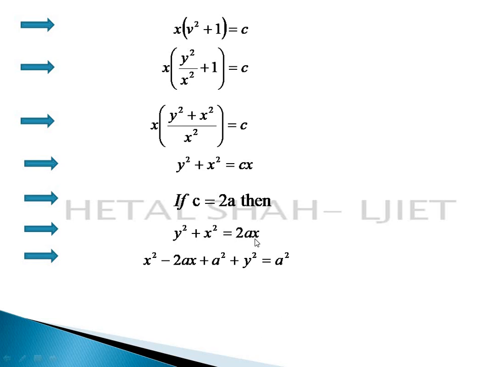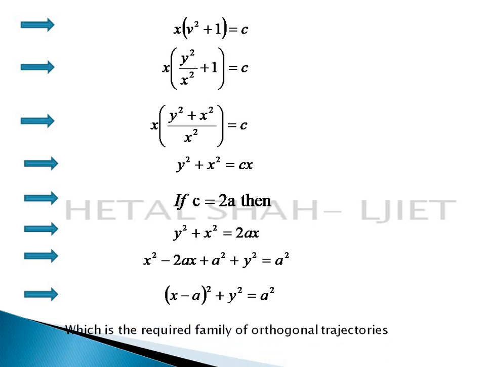Here we have just three terms. We add a square on both sides, left hand side and right hand side, and we move this 2ax from the right side to the left side. So we can write this equation as x minus a whole square plus y square is equal to a square, which is the required family of orthogonal trajectories.